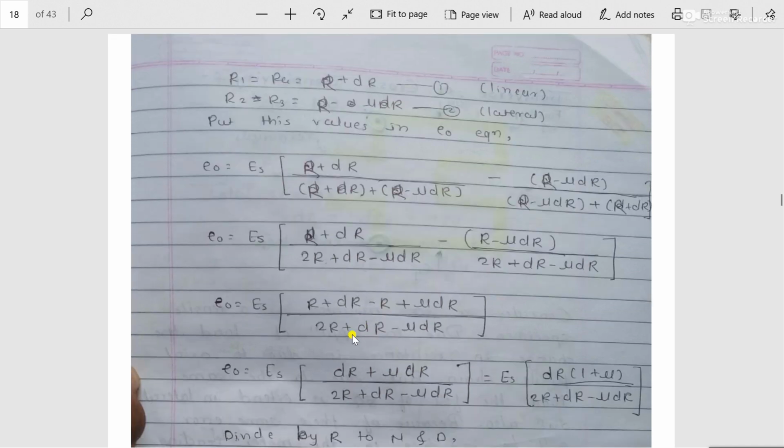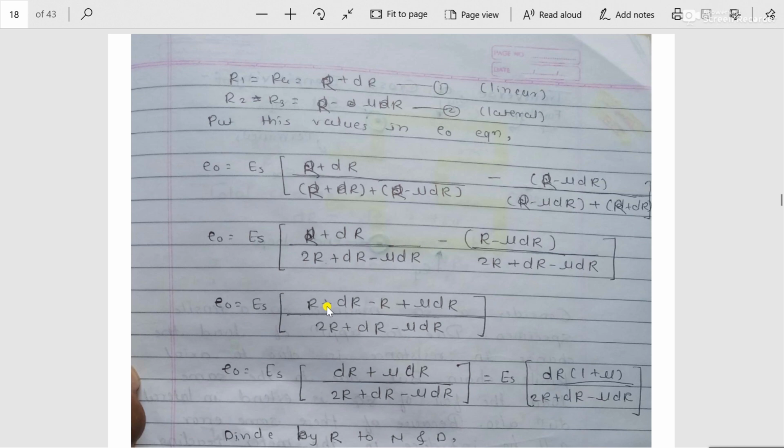Again, from the denominator, 2R plus delta R as it is, minus mu into delta R as it is. If I compare both the equations, 2R plus delta R minus mu into delta R, similarly 2R plus delta R minus mu into delta R, the denominators are already the same, so we need not make the denominator the same by cross multiplication. By keeping the denominator the same, I will write the next step: E0 is equal to Es in bracket. The denominators are already the same, therefore 2R plus delta R minus mu into delta R, but at the numerator we have to take the subtraction.